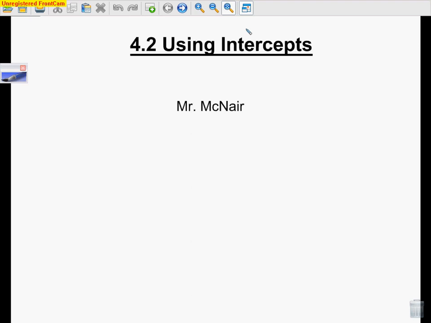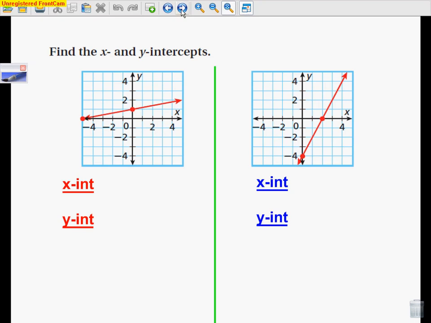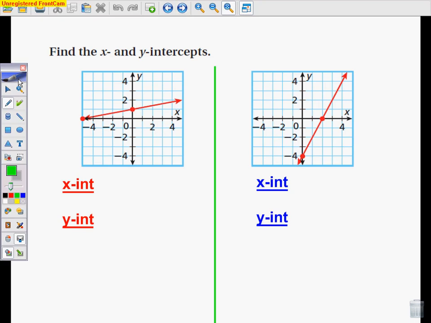McNair, and this is going to be a brief lesson on 4.2 using intercepts. Alright, first of all, let's just talk about real quick what an x-intercept and y-intercept are. An x-intercept is where it crosses the x-axis. So in this problem, the x-intercept would be this point right here. So that's the point -5 for the x, 0 for the y.